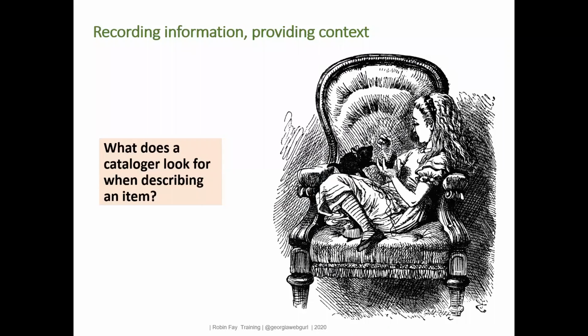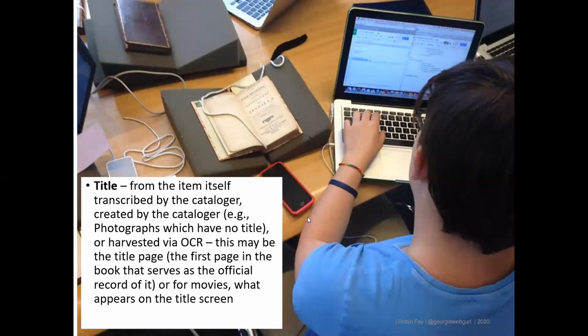So getting back to the practical a little bit before we get into more of that alphabet soup, what does a cataloger look for when describing an item? In the practical, what are we looking at? What are we actually looking at when we're going to describe a resource? Well, we're going to look at the title, and we're going to actually look at the MARC fields for these. We're just going to look at the top level right now.